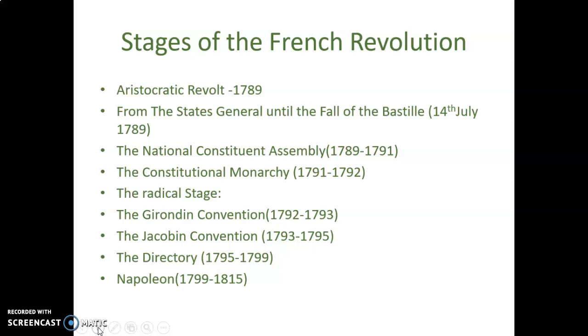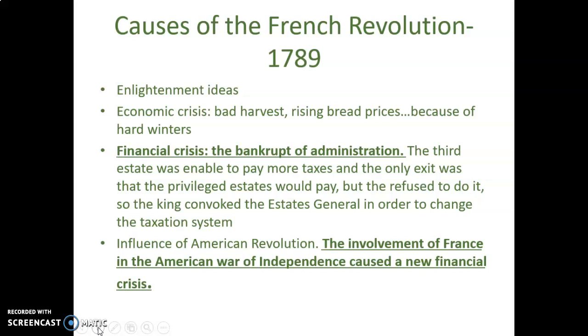I believe you're going to have an activity on this, and all you've got to do is copy this down. These are the 9 stages of the French Revolution: the aristocratic revolt from the Estates General, or the States General, until the fall of the Bastille; the National Constituent Assembly; the Constitutional Monarchy; the Radical Stage; the Girondin Convention; the Jacobin Convention; the Directory; and of course, Napoleon. With this PowerPoint, when you see something bold and underlined, that's the note you need to get.